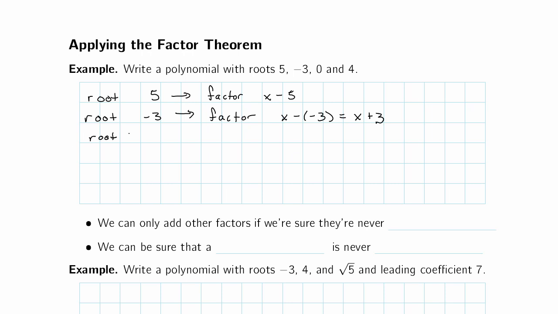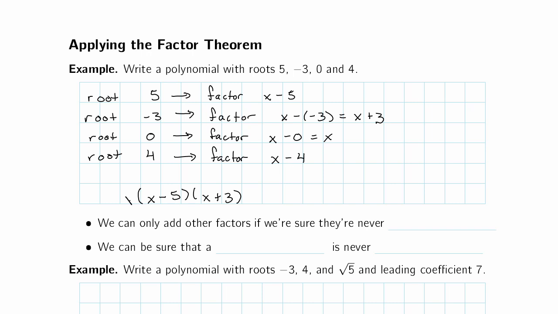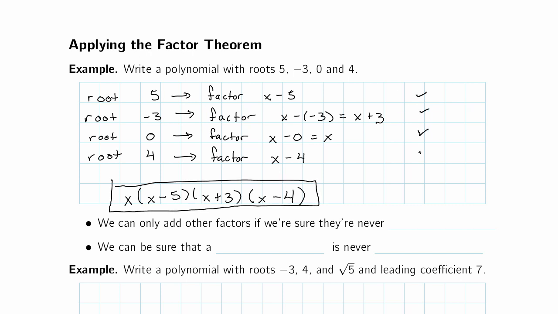If we have a root of 0, that means we have a factor of x minus 0, which we'll write as just x. If we have a root of 4, well, then we have a factor of x minus 4. So, well, the easiest way to write down a polynomial with all those factors is to just multiply them all together. I'm going to write my factor of x at the beginning because it looks nicer that way. And there we go. Here's a polynomial that has all 4 of these roots.